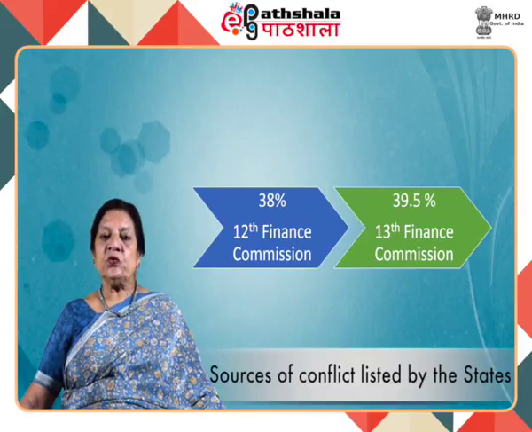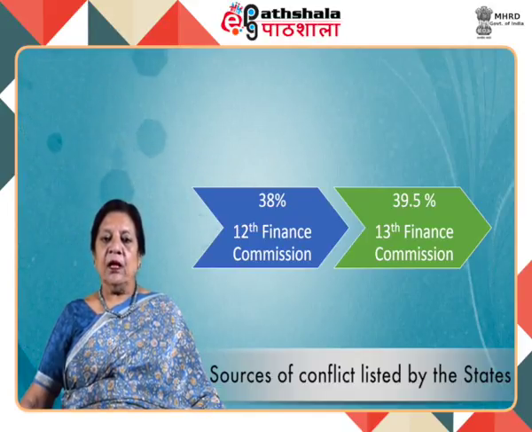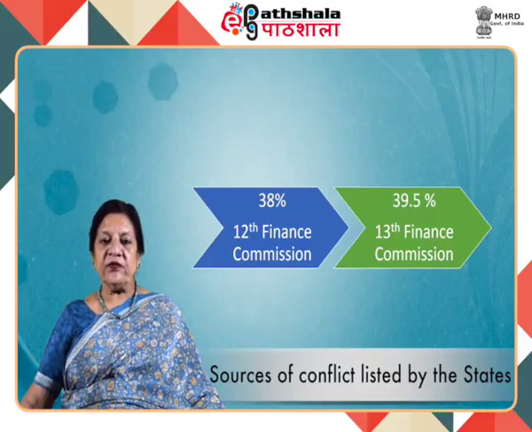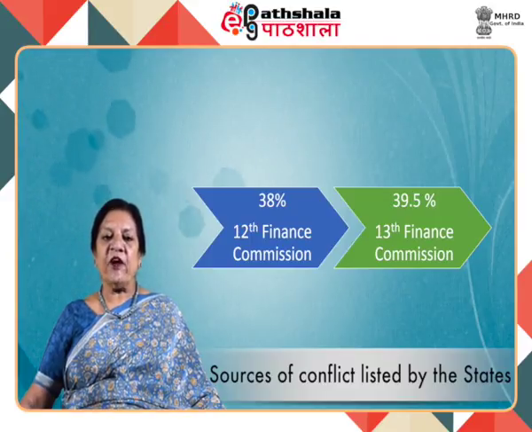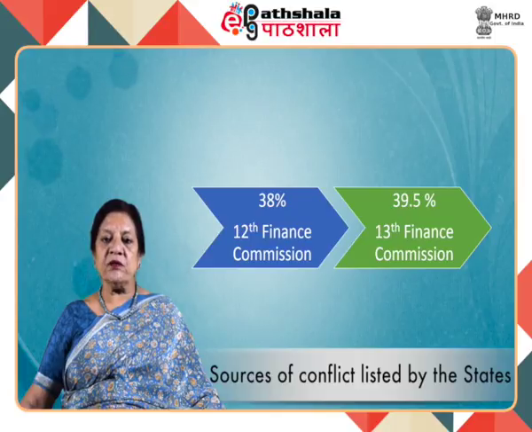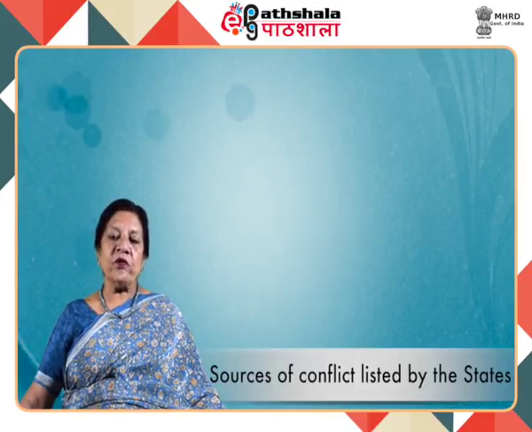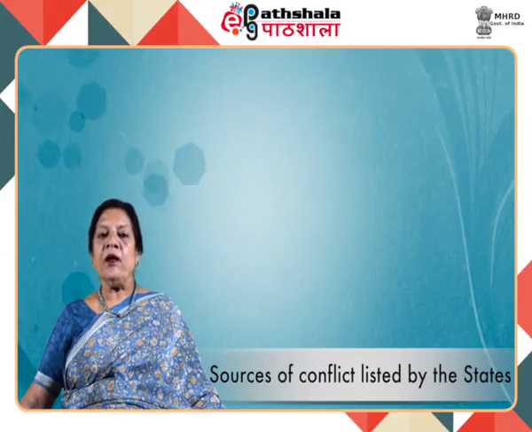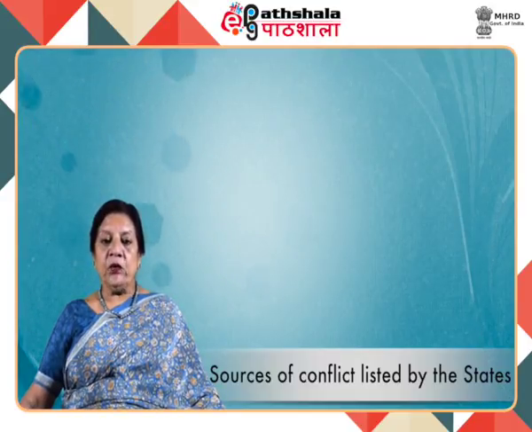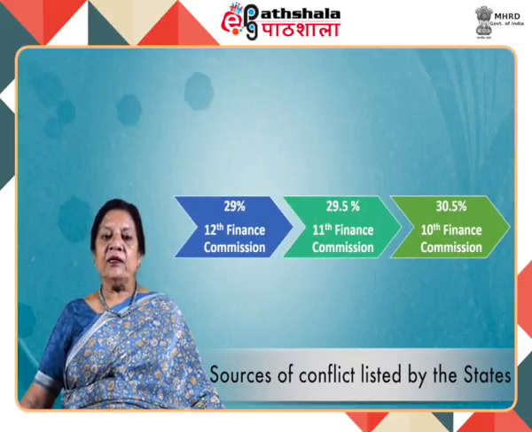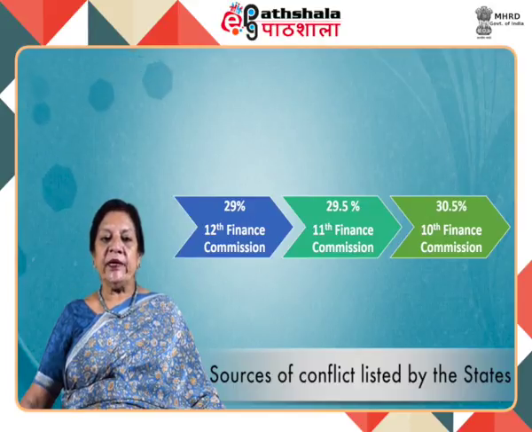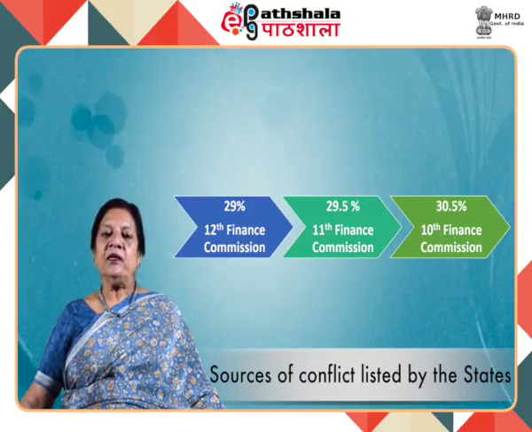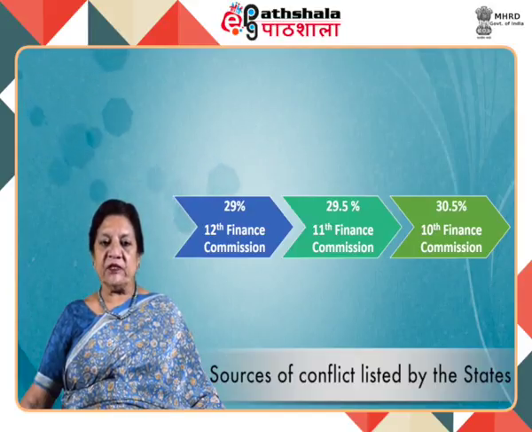In comparison to the indicative ceiling of 38% by the 12th Finance Commission, the 13th Finance Commission recommended an indicative ceiling of 39.5% of gross revenue receipts of the center as overall transfers to the states on revenue account. We note that the 12th, 11th and 10th Finance Commissions recommended a share of the states in the net proceeds of the central taxes to be 29, 29.5 and 30.5% respectively.